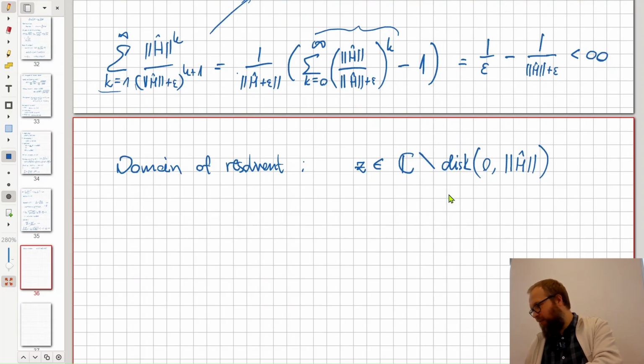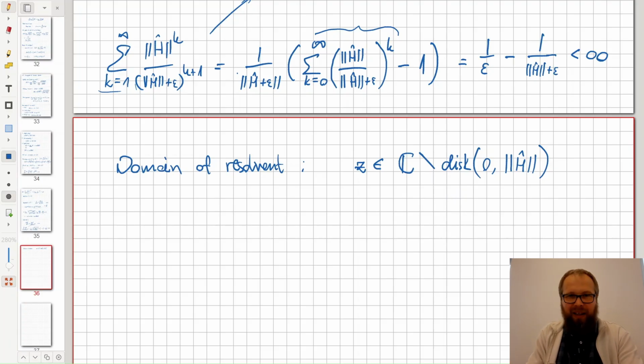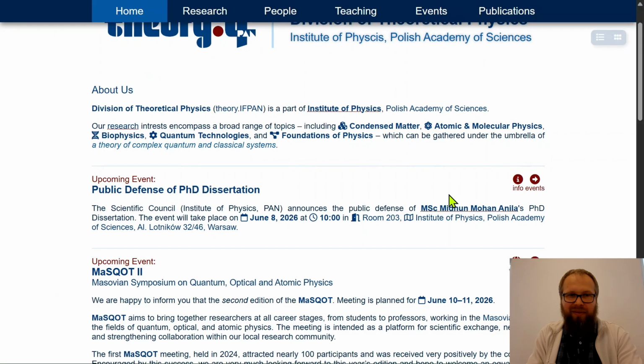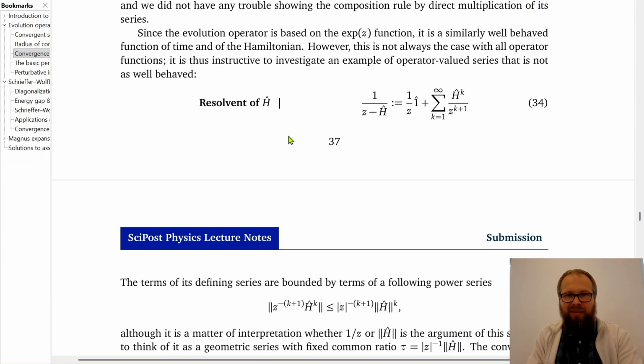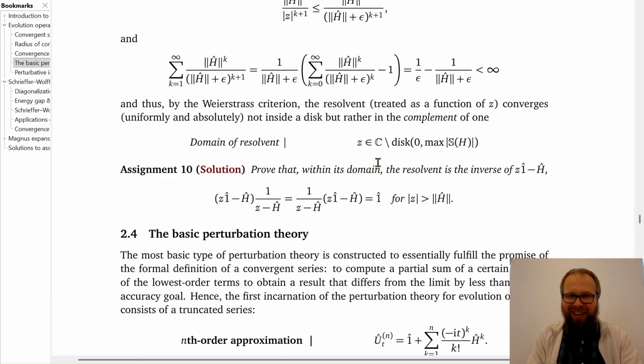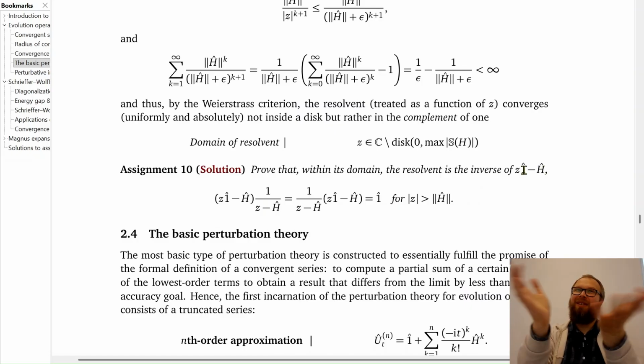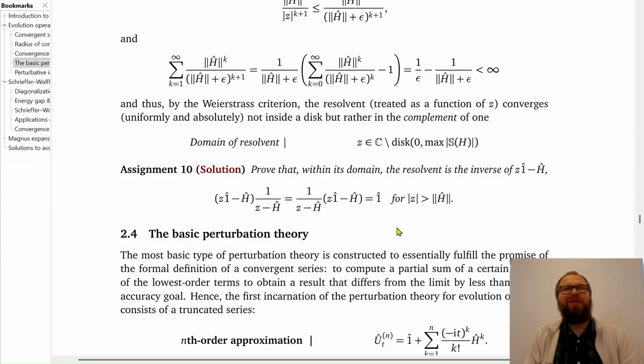So we can be friends with it, and I have an assignment for you actually, because this formula also suggests that it's like 1 over, so it's like the inverse of z minus H maybe. So the assignment is to actually prove that the resolvent is actually an inverse of this kind of operator. Of course, within its domain where it converges. So you just have to do the calculation and check that indeed it is 1 over.